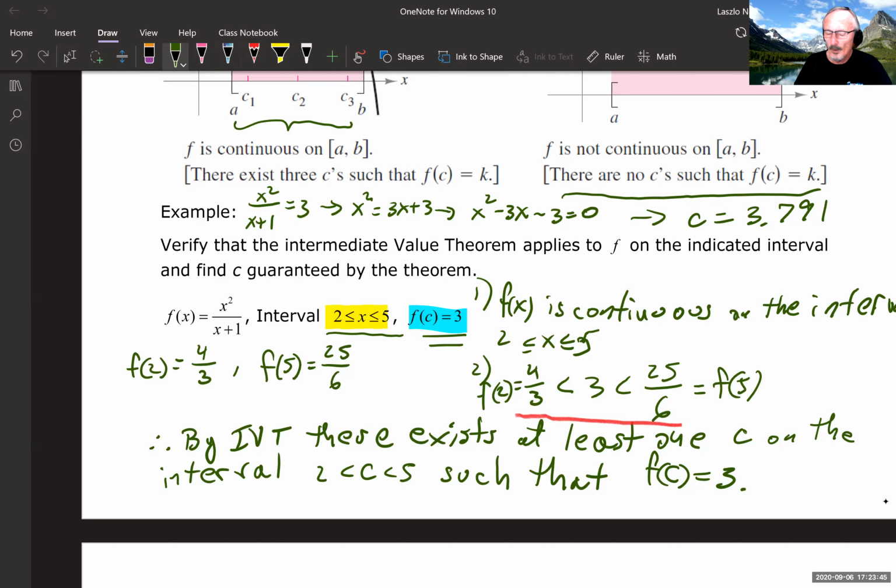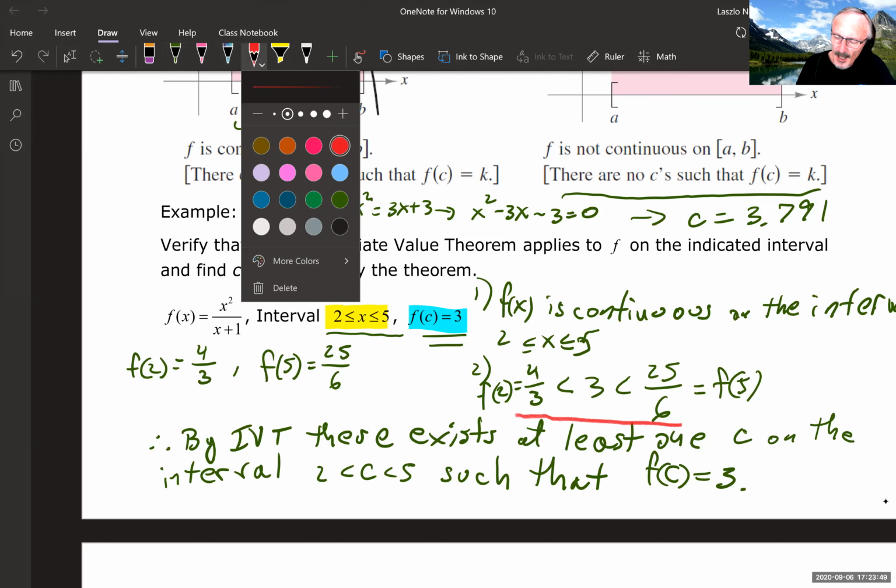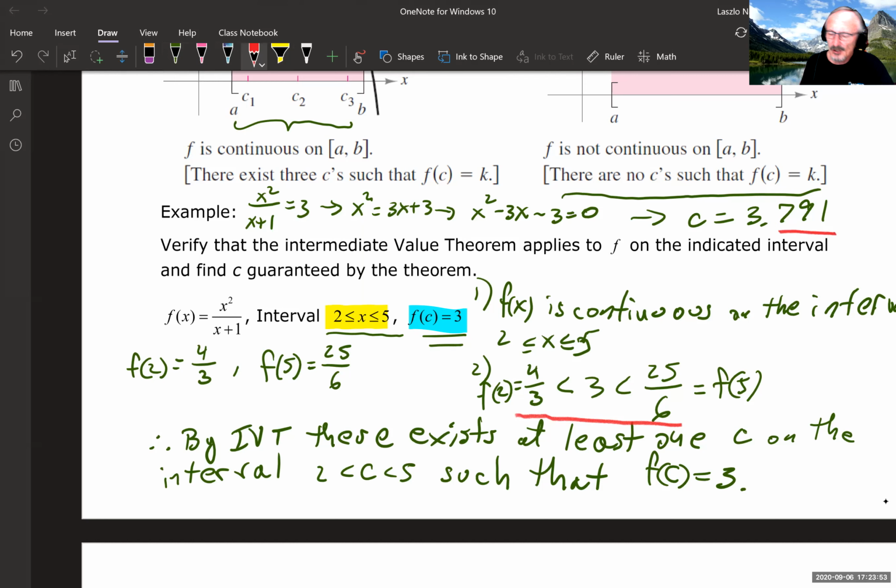So the answer that I obtained was 3.791. And one of the things that we should alert you to right now: anytime you're doing a calculator problem, we're expecting a presentation that has 3 decimal digits unless the problem actually tells you to round off to the nearest whole number.